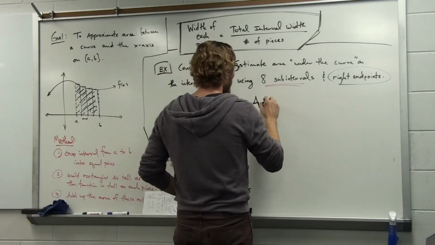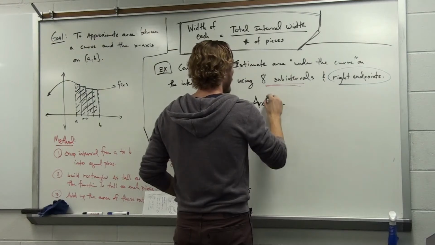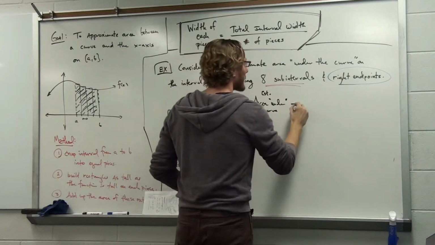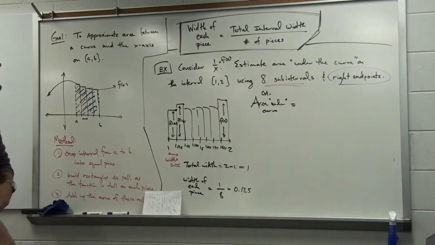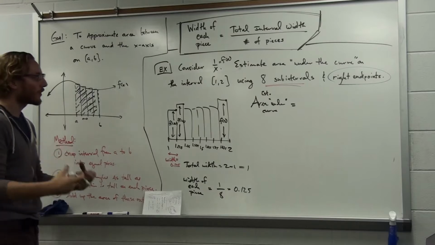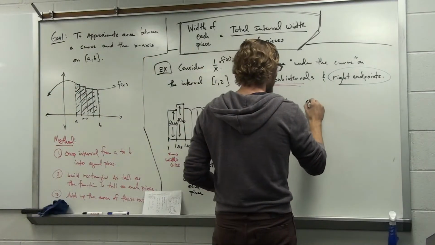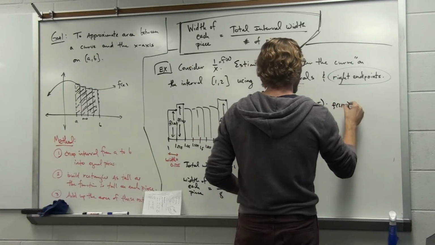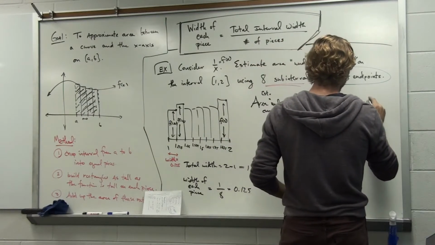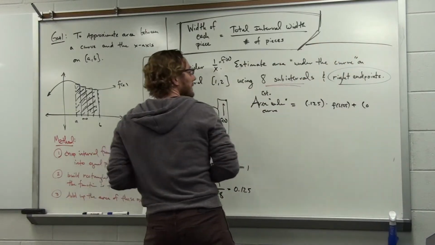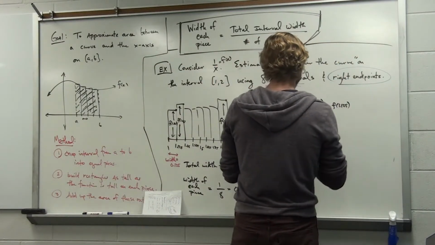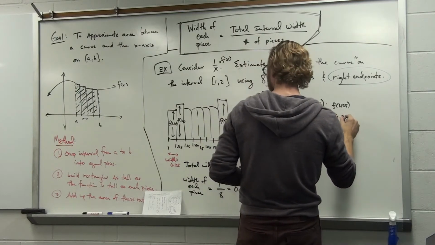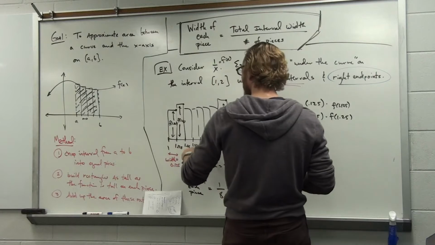Our estimated area under the curve is just going to be a sum of the areas of our 8 rectangles. So our first rectangle is going to be 0.125 times f of 1.125. Our next rectangle is going to be 0.125 times f of 1.25. 1.25 is the right endpoint of the next interval.